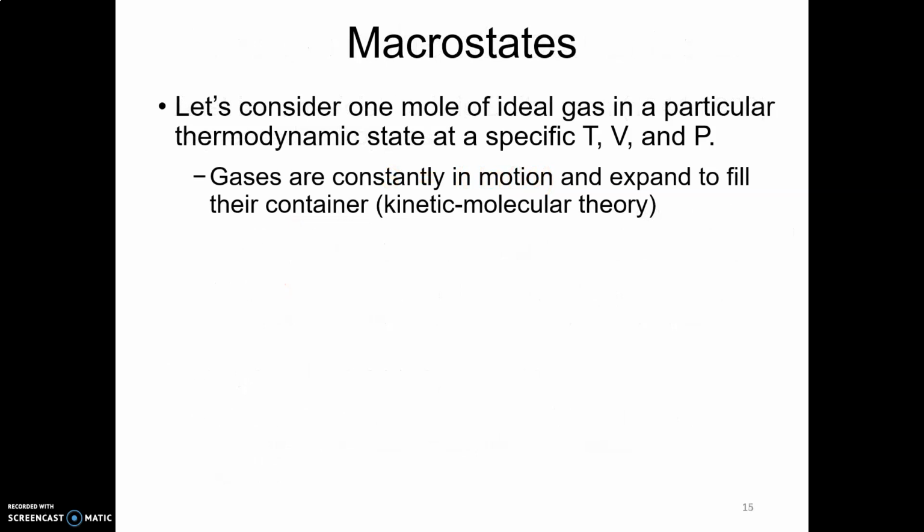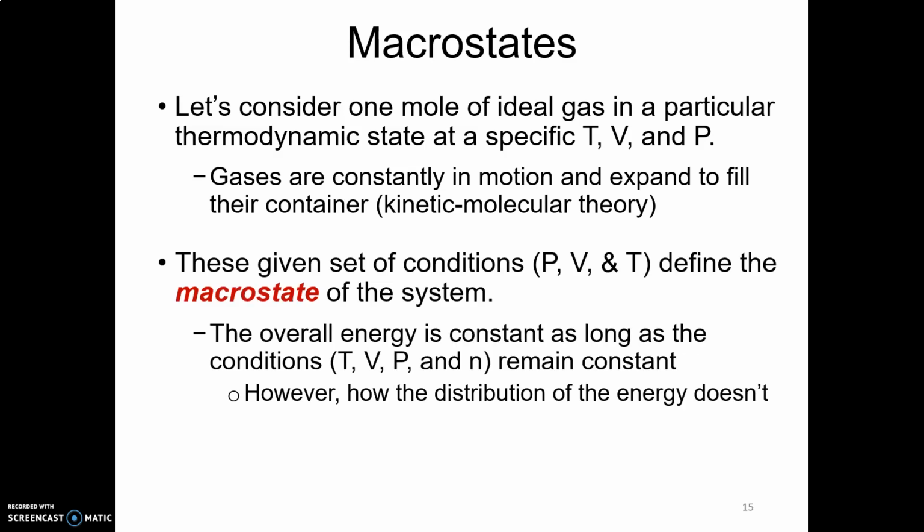So let's keep talking about this. Let's consider having a mole of an ideal gas at a particular temperature, volume, and pressure. We have to remember that gases are constantly in motion and that they expand to fill their container via the kinetic molecular theory. And we're going to say that this one particular set of conditions is the macrostate of the system, right? But how many ways can we make this macrostate?